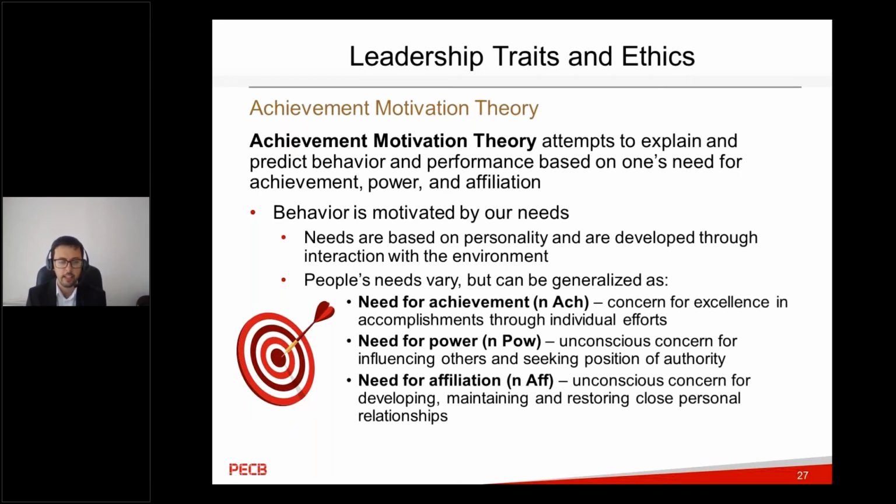Then there is a certain group of people that have the need for power. The need for power is the unconscious concern for influencing others and seeking positions of authority. Obviously, this category of people will fall under the extroversion or surgency big five dimension as well, whereas the need for achievement would fall, for example, under the conscientiousness dimension. People that have a strong need for power tend to have dominating traits. These dominating traits are also related to their high level of self-confidence as well as high energy traits.